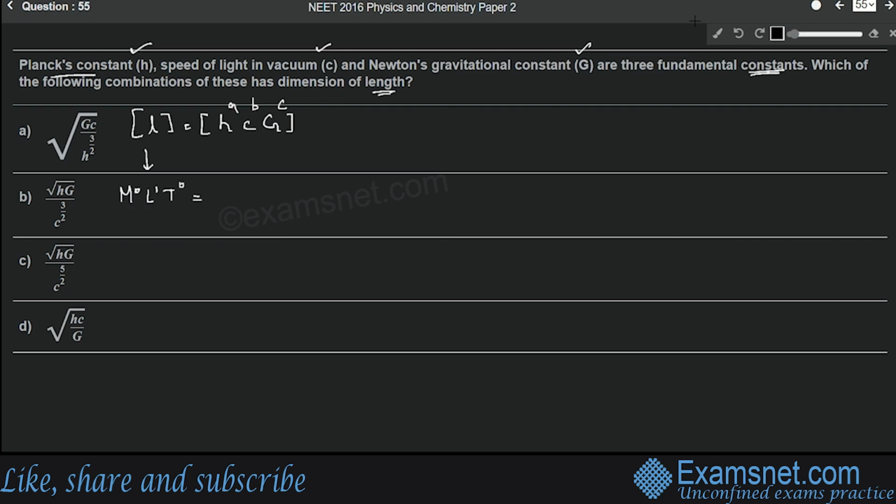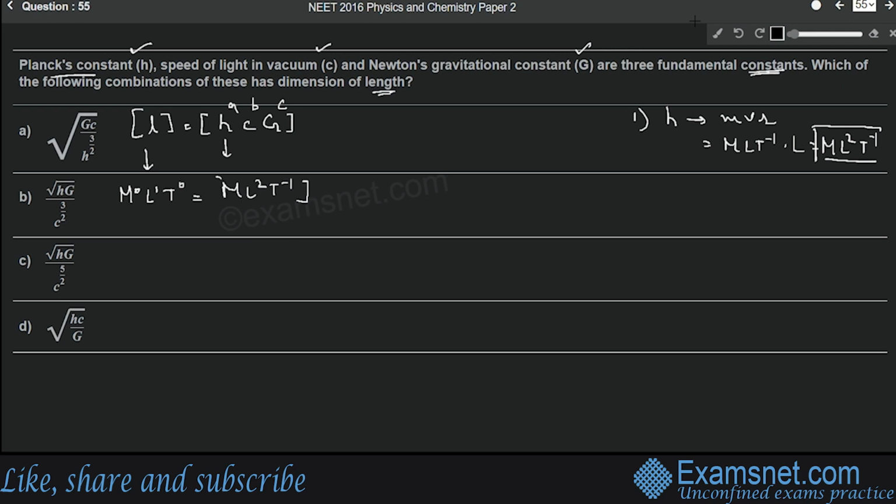On the right hand side, what will be the dimension of h, that is Planck's constant? We know that the dimension of Planck's constant is the same as that of angular momentum. So the dimension of h will be that of mvr. That means m L t minus 1 into L. So it is equal to m L2 t minus 1. This is the dimension of Planck's constant.